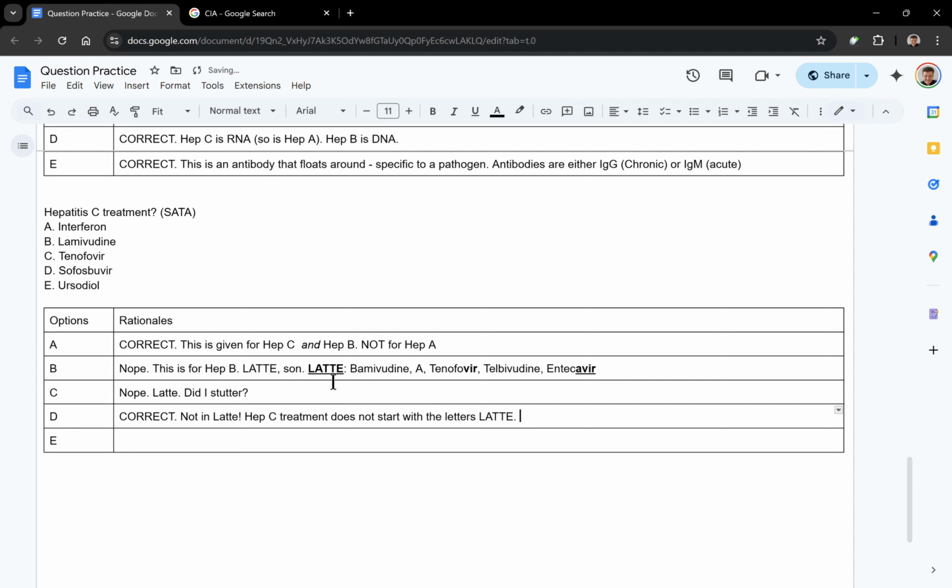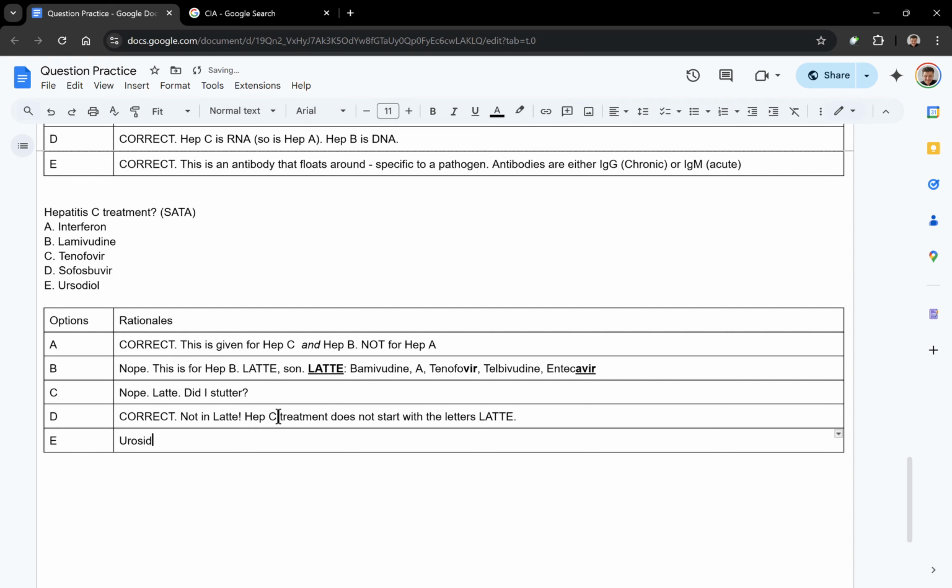Right, and you can put a few of them in there. Sofosbuvir is a popular one. There are a few other popular ones, right? So sofosbuvir ends with the "vir," which lets you know that it's antiviral. Does that make sense? All right, so E, ursodiol.